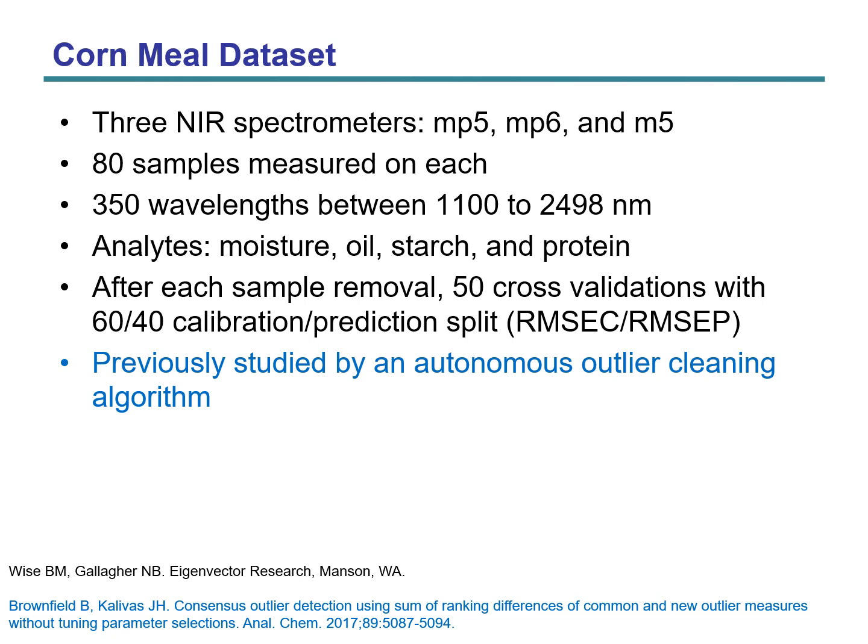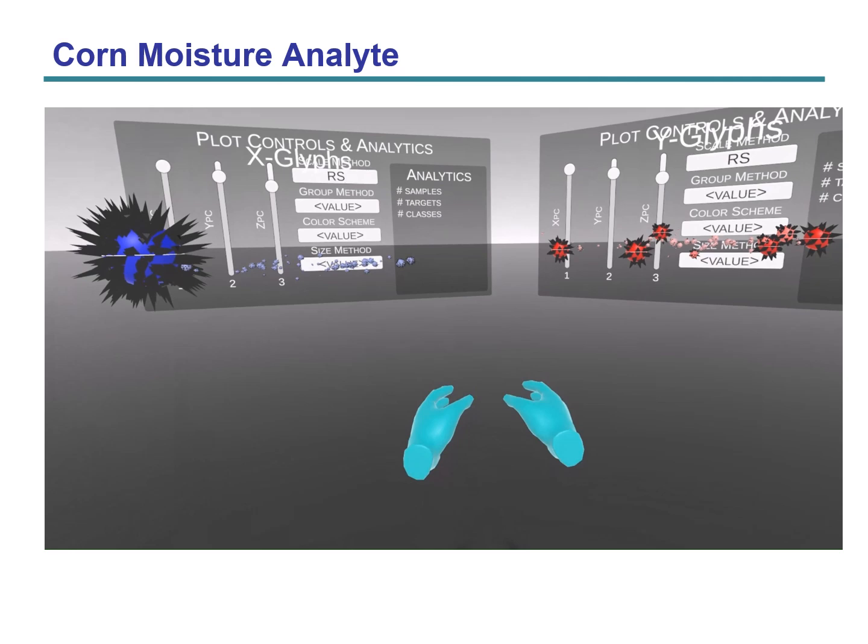This data set was previously outlier cleaned by the autonomous algorithm, and so we can compare our results with the autonomous algorithm. So this video is for the moisture analyte. The Prism X glyphs don't change because they're just the spectra, but the Prism Y glyphs do change relative to the analyte.